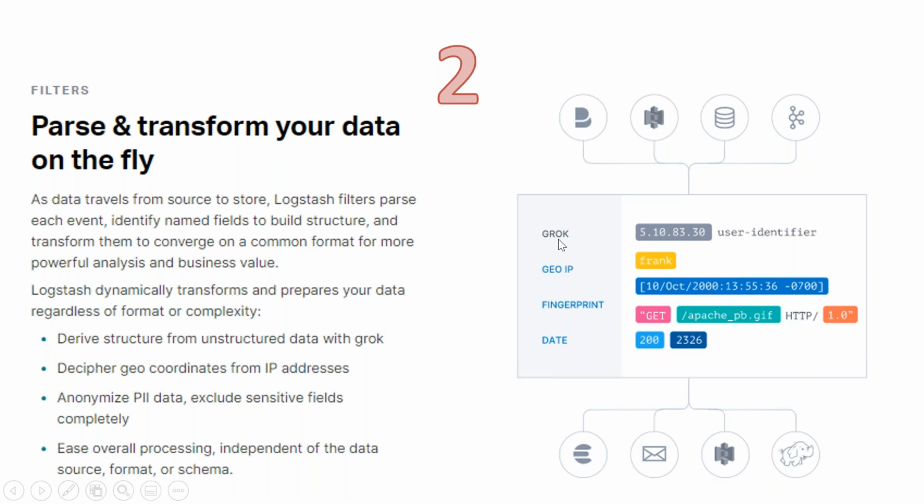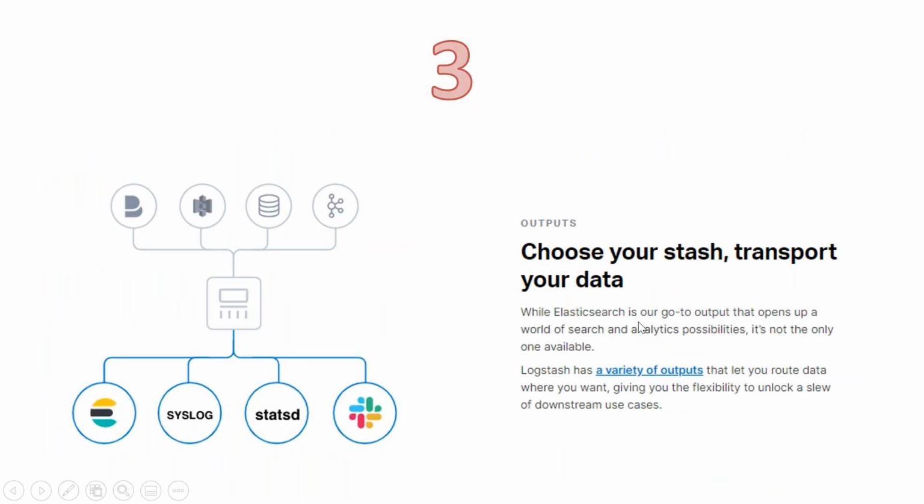So Grok is one of the parsers. It will bring unstructured data to structured data. GeoIP is another parser, which will add IP address and time format and stuff like that to your data. See, they added fingerprints, date and stuff like that. So these are what you can use.